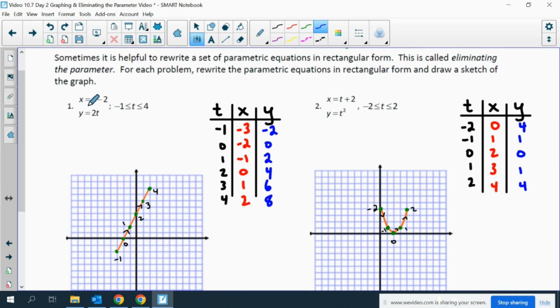So if I take number 1 and I look at this situation, I can say something like t equals y over 2. So I just divide by 2. And then I can take this and make a substitution in for t. If I make that substitution, I have x equals 1/2 y, or y over 2, minus 2. And if I wanted, I can solve this for y just to get it in slope-intercept form, because a lot of us like that better. So if I add 2 over and multiply by 2, I get y equals 2x plus 4.